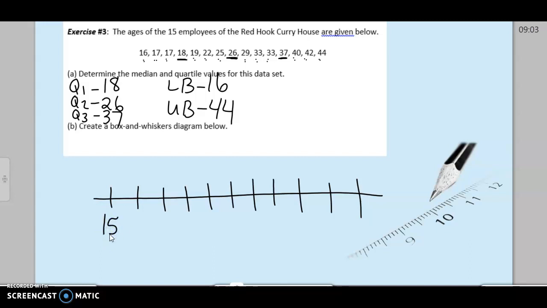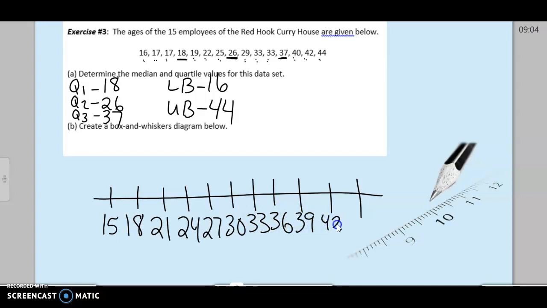You can go by 2s. You can go by 4s. You can go by 5s. Just don't go too big and put the data too close together. So I'm going to go by 3s just to show something different. 18, 21, 24, 27, 30, 33, 36, 39, 42, 45. And I've done it. I've been able to capture the lowest number and the highest number. And again, you don't put the actual data values on your line.